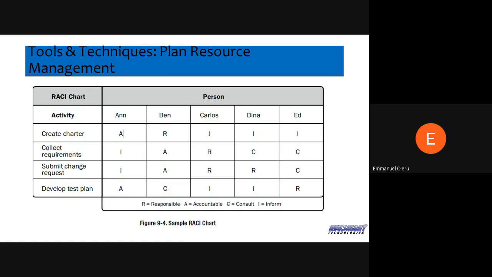Now, there's a chart used in planning your resource. So there's what is called RACI, a tool, basically, that helps you to plan your resources. So you have Anne, Ben, Carlos, Dina, and Ed as members of your team, right? And maybe you have some activities that you need to do. You're planning your resource right now to create the project charter, to collect requirements, to submit change requests, and to develop test plan.